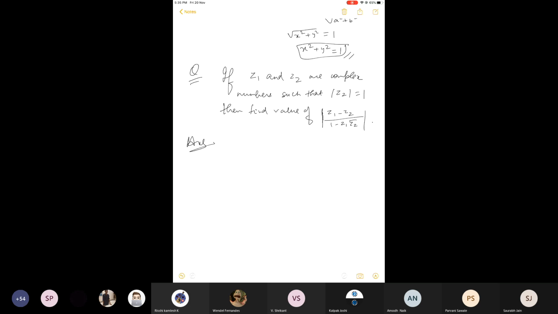I will have to help you in this question. It's a little bit tricky. First thing, mod of Z2 is 1. This is something related to your second question. Mod of Z2 is 1.